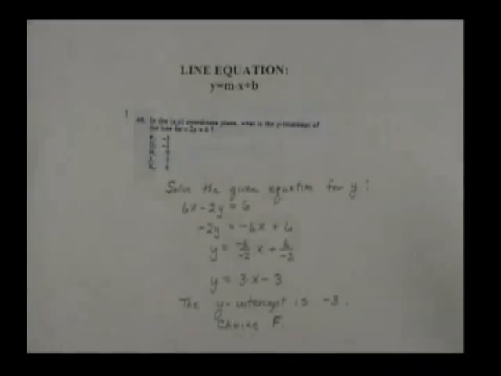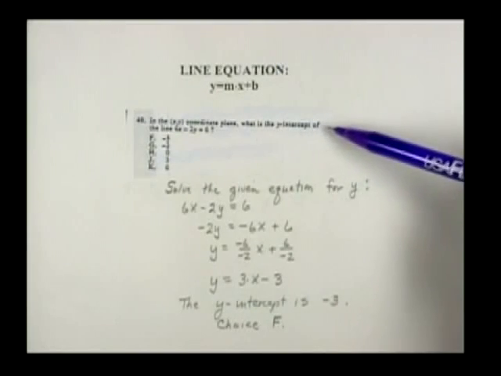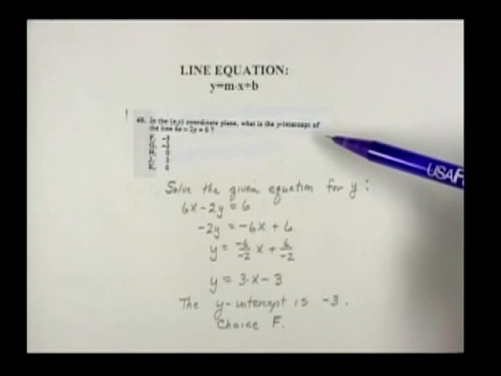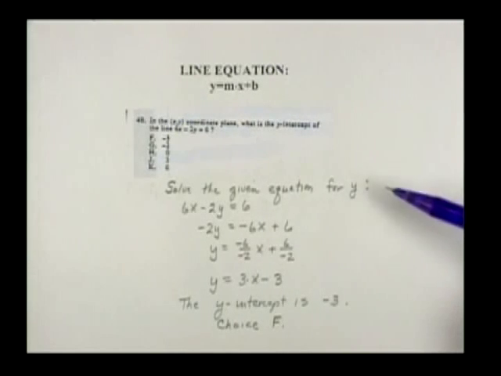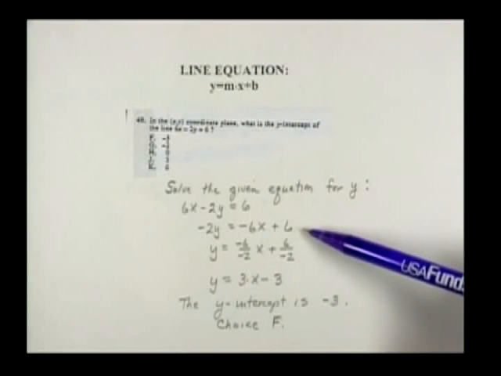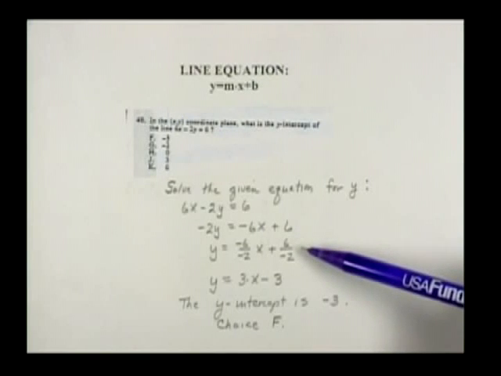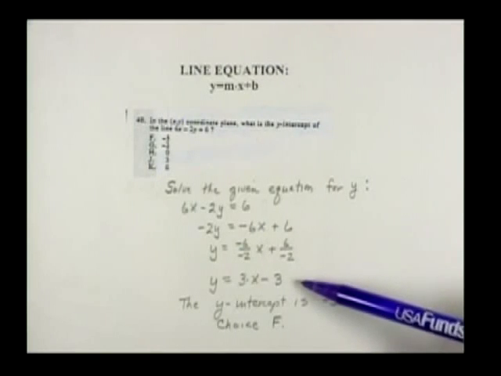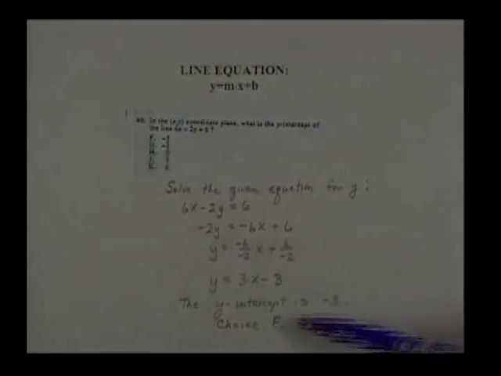In this example, in the xy coordinate plane, what is the y-intercept of the line whose equation is 6x minus 2y equals 6? Solve the given equation for y. Here's the given equation. Subtract 6x from both sides. Divide both sides by negative 2. Simplify, it becomes y equals 3x minus 3 in the y equals mx plus b form. The y-intercept is negative 3. Choice F.